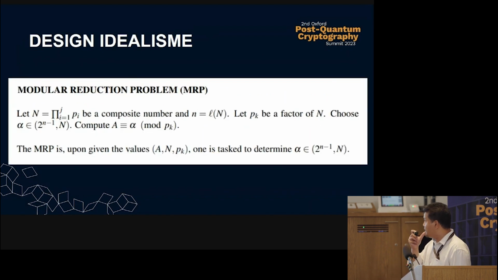Okay, so the idea is put into a formal statement, but this is something everybody knows actually. Let's say you have a composite number n, with length given by small n, and pk is one of the factors of n. You choose a big alpha inside this interval, and then you do the modular reduction. The question is, if you are given the value capital A, n, and pk, what was alpha? Alpha has already been modular reduced, and the task is to find alpha.